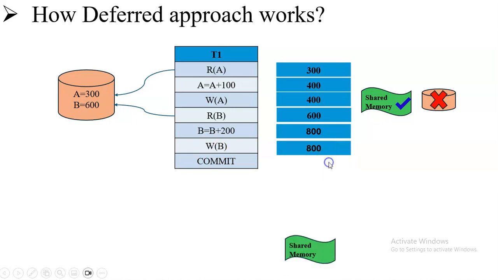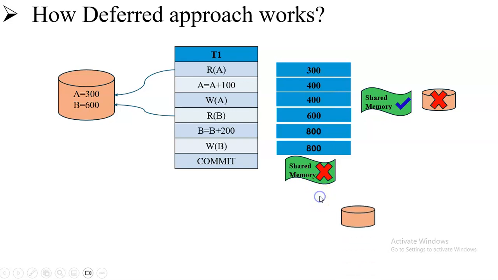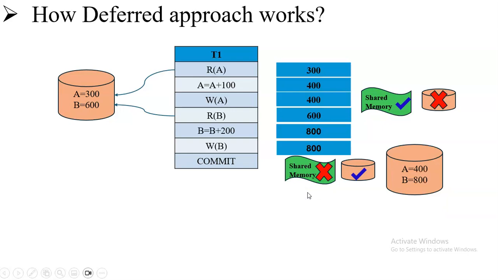Now after this write of B, we have a commit operation, which means that all the data can now be permanently stored into the database. So this particular 800 will not be stored in the shared memory, it will be stored in the final database. And now the final values in the database of A and B will be 400 and 800. So the new values of A and B are now updated into the database. Why? Because the commit statement was included in transaction T1.